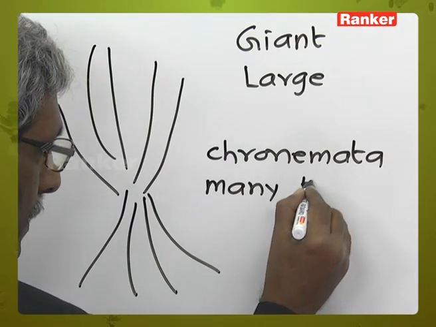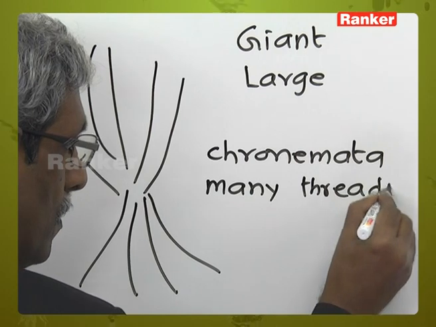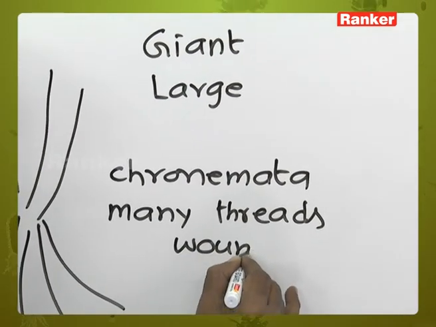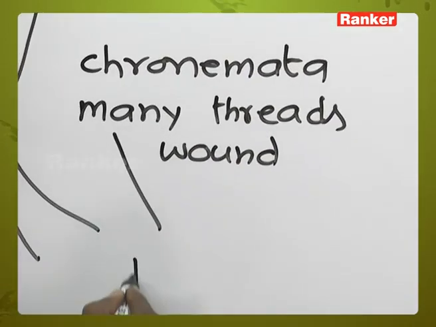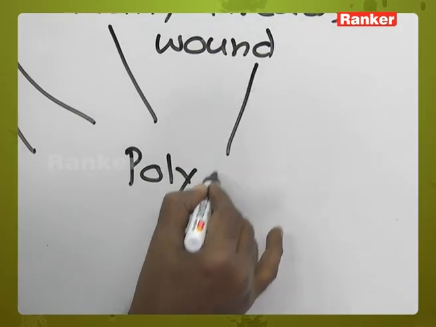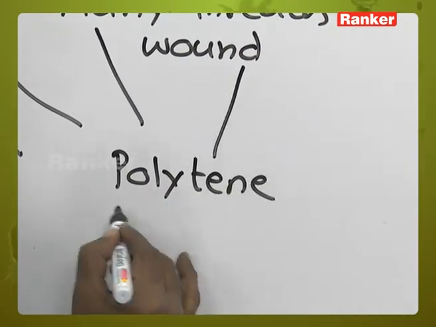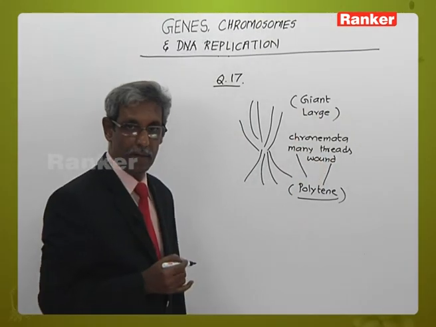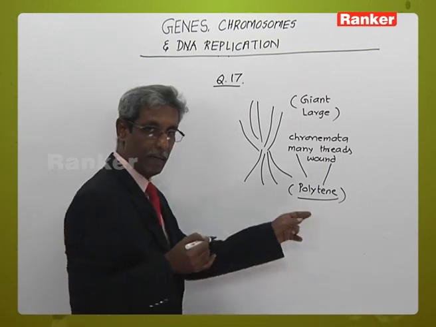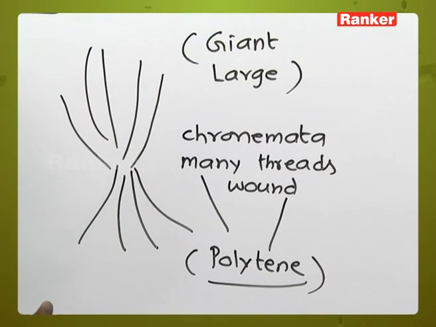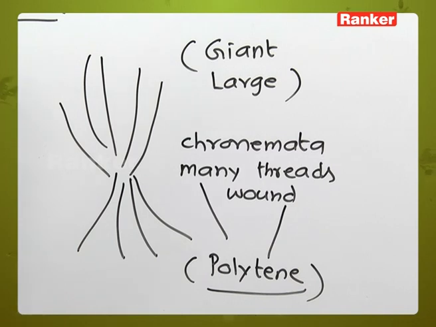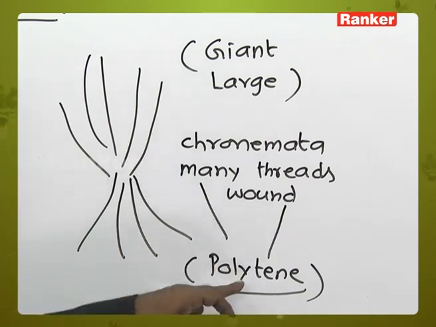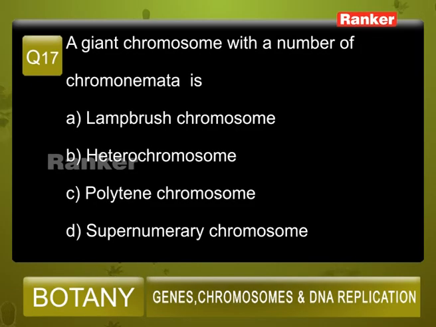many threads which are wound, it is termed as polytene. So, polytene chromosomes are nothing but large giant chromosomes. So, a giant chromosome with a lot of chromonemata is otherwise termed as, A. Lampbrush chromosomes, B. Heterochromosomes, C. Polytene chromosomes, D. Supernumerary chromosomes. The right answer is C, which relates to polytene chromosomes. Answer is C.